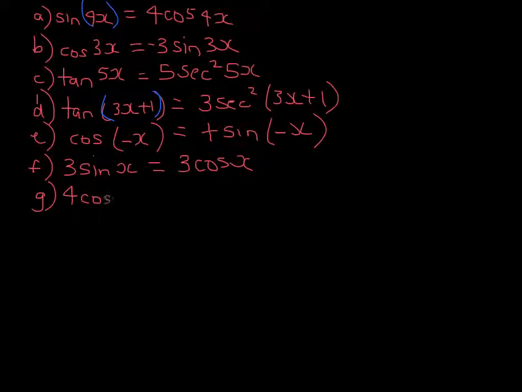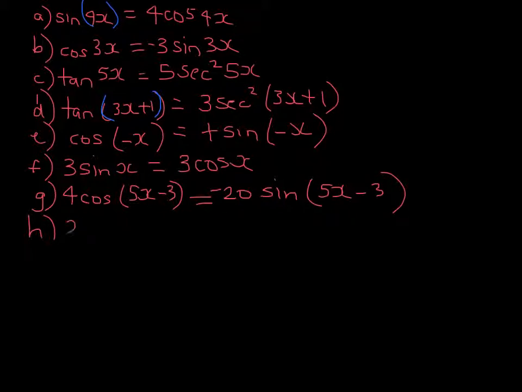4 cos of 5x minus 3. So that 4 is just going to stay there and get multiplied by the derivative. The derivative of 5x minus 3 is 5. Multiply that by the 4 is 20. The derivative of cos is minus sine, so I need to put a minus out front there. And 5x minus 3.